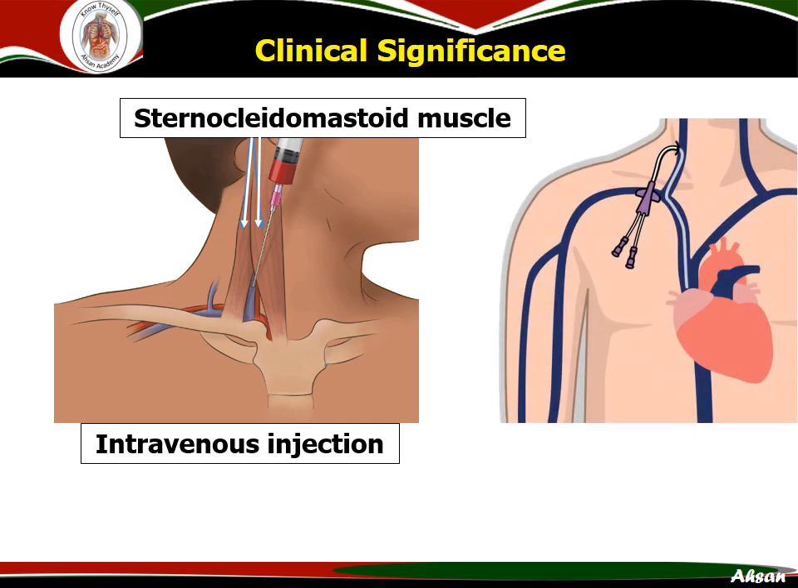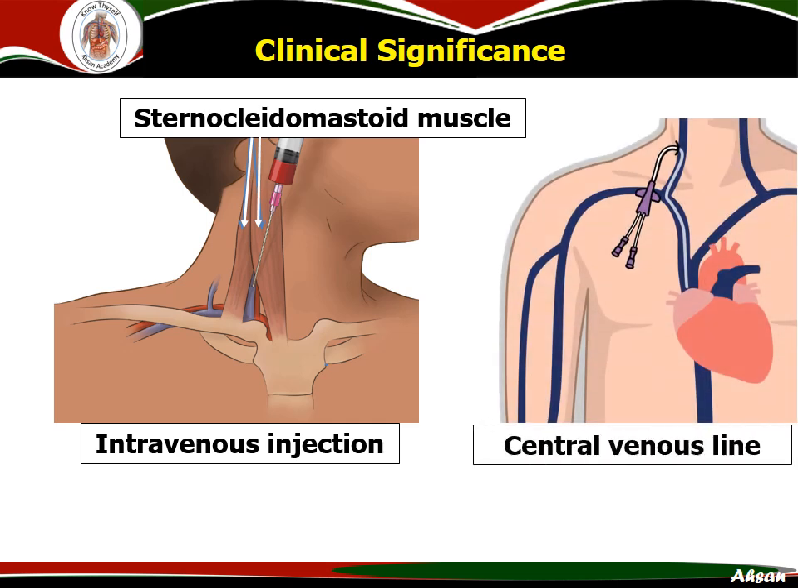You can see a central venous line is established by placing the cannula in the internal jugular vein, and the cannula is sent to the heart, into the right atrium. So easily you can send devices into the right atrium to see the walls of the right atrium and do some operative procedures.